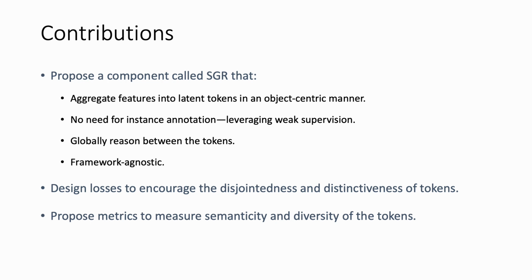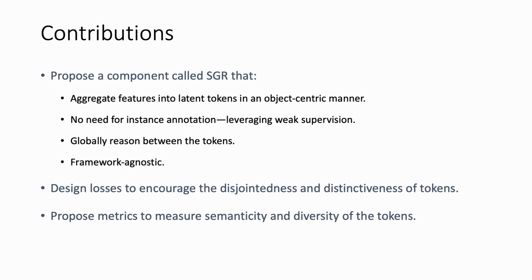So the contributions of this work are that we proposed a component which we call SGR that aggregates image features into latent tokens in an object-centric manner without the need of additional instance annotation. This aggregation process is weakly supervised using connected components of the ground truth segmentation mask, which acts as a lower bound for the number of instances. And importantly, this SGR component can be plugged into a wide variety of backbones and segmentation frameworks, both convolutional and transformer-based backbones, and also per pixel classification or mask classification approaches of segmentation.